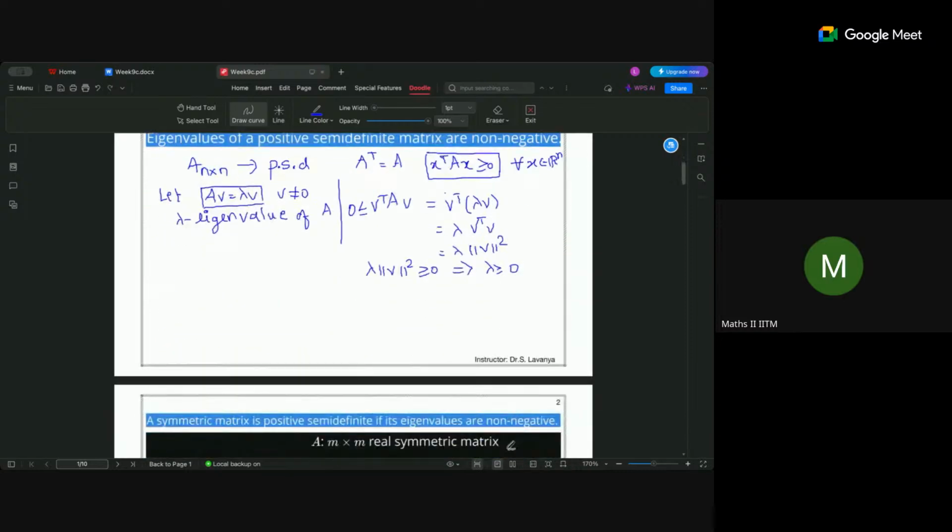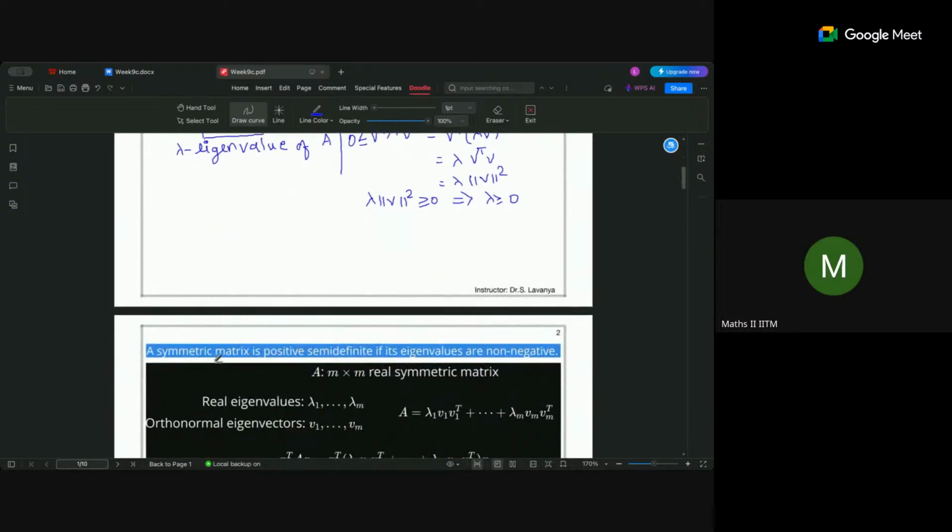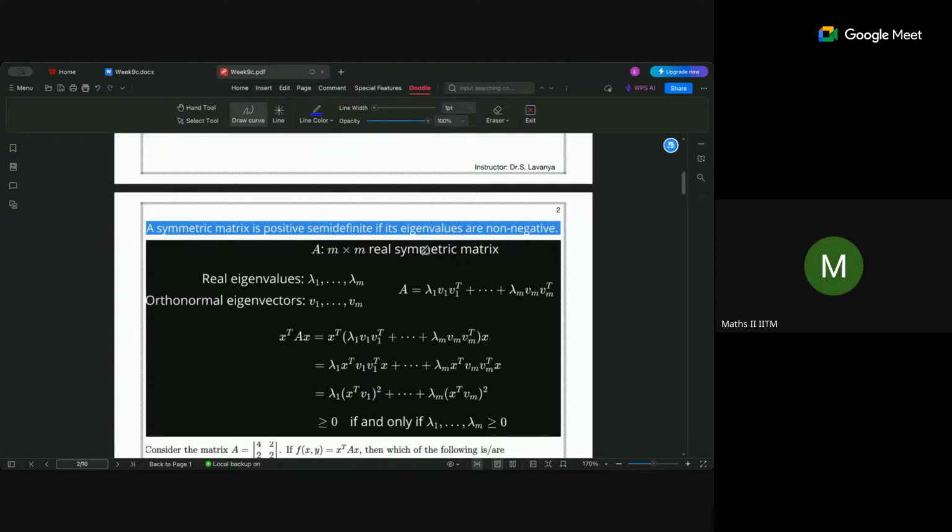And the other thing is that a symmetric matrix, take any symmetric matrix. If you want to prove that a symmetric matrix is positive semi-definite, it is enough if you look at the eigenvalues, and if all the eigenvalues are non-negative, then you can say that the symmetric matrix is positive semi-definite. So let A be an m by m real symmetric matrix. What do you know about the properties of a symmetric matrix? The eigenvalues are all real. You have an orthonormal set of eigenvectors, and you have this orthogonal decomposition. So this kind of decomposition is possible for a symmetric matrix. So let's use this decomposition here.